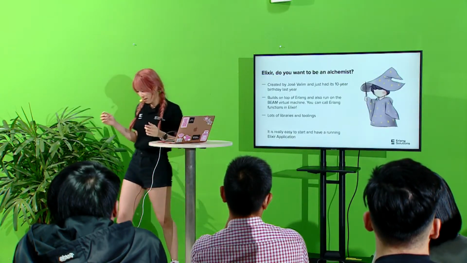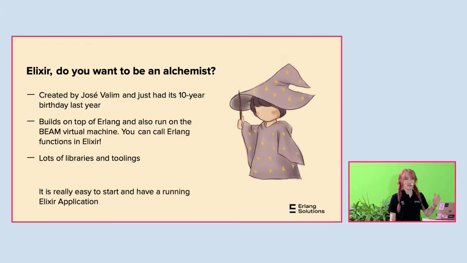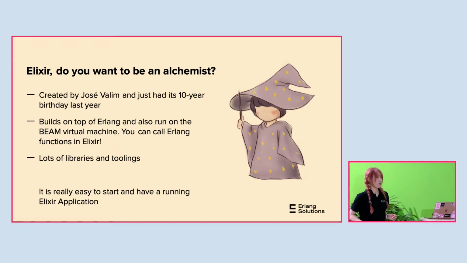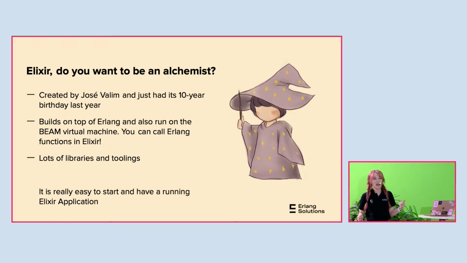So that's why there's Elixir. Elixir has a little bit more modern syntax. I will have some demo code later, so you will see how Elixir code works. Elixir is created by José Valim from Brazil, and it just had its 10 years birthday last year. Erlang has been around since the 80s, and Elixir just around 10 years. It's built on top of Erlang, runs on the Beam virtual machine, and you can actually call Erlang functions from Elixir.